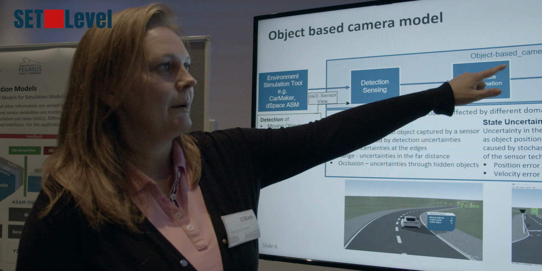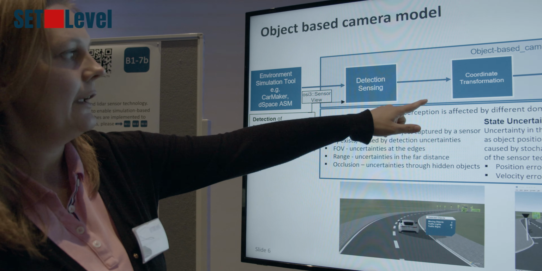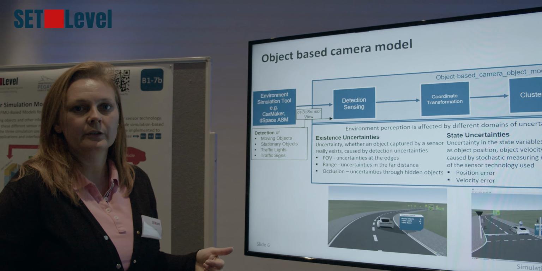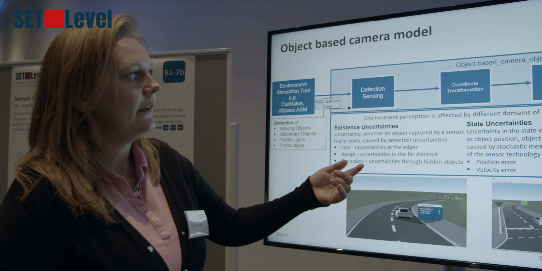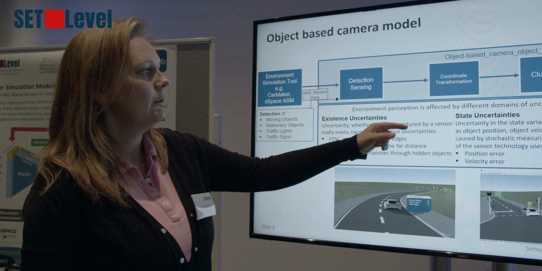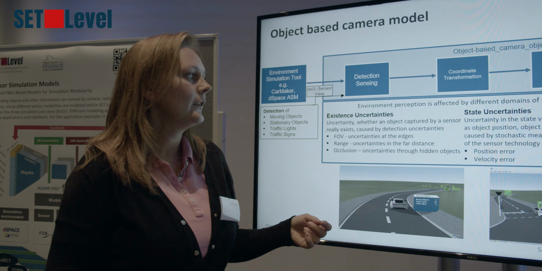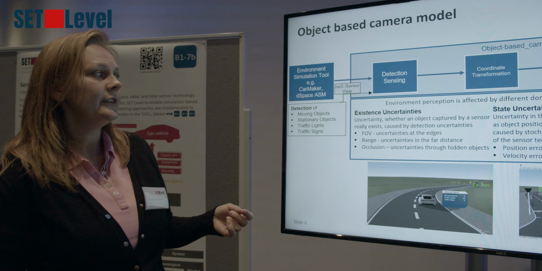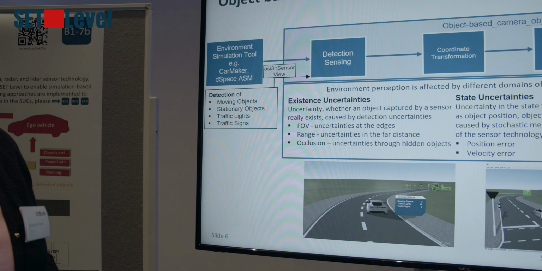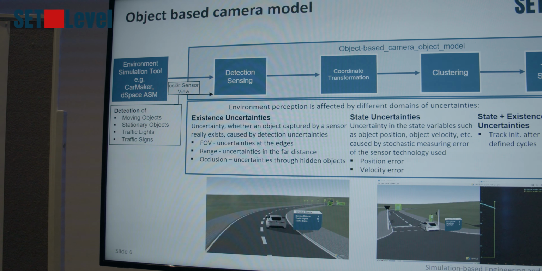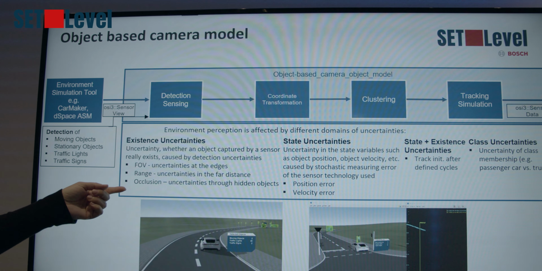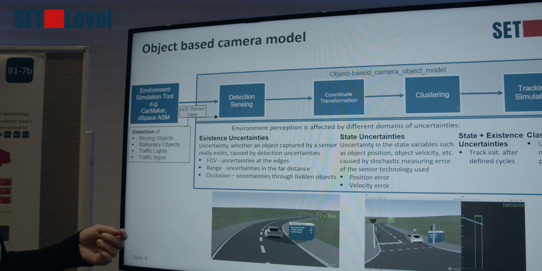Within the object-based camera object model, you first have a coordinate transformation where you transform your objects into a specific camera coordinate system, then apply different camera effects, which we implemented here phenomenologically. So we implemented different uncertainties. For example, the existence uncertainty, which is an uncertainty whether an object captured by a sensor really exists, caused by detection uncertainties due to a limited field of view, limited range, or occlusion.